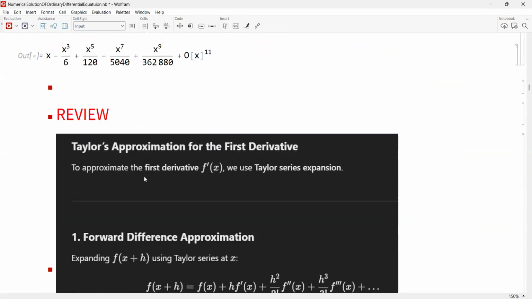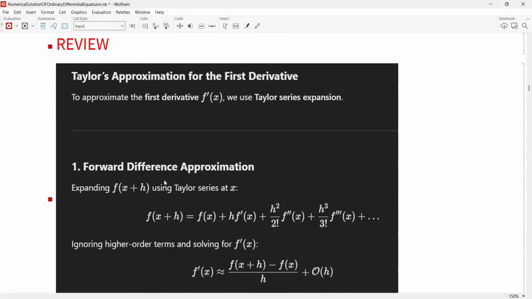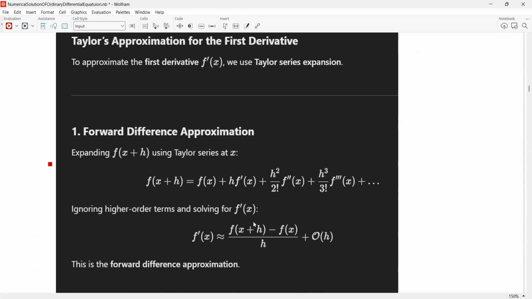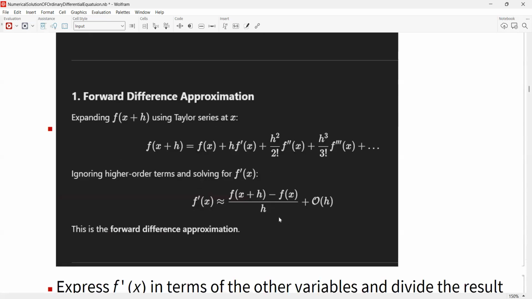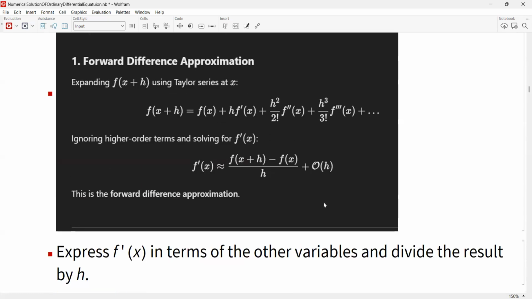Okay, now let's review the error approximation. For our review here, for the forward difference, we have the first error term here. So ignoring higher order terms and solving for the first derivative of x, we have here, okay, we have to divide by h. So the order of accuracy becomes only h. Okay, so this is the forward difference approximation.